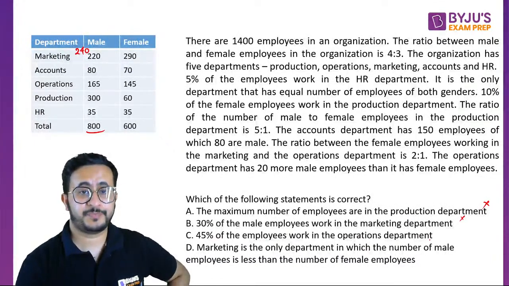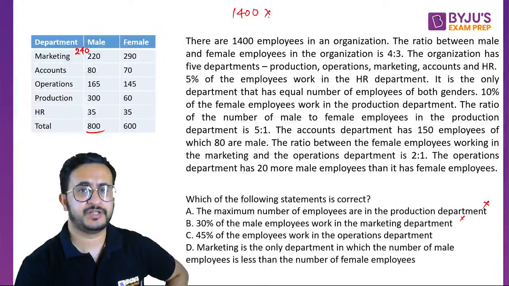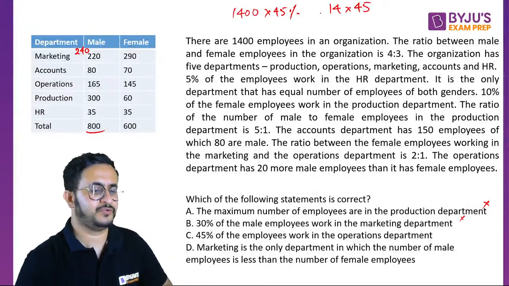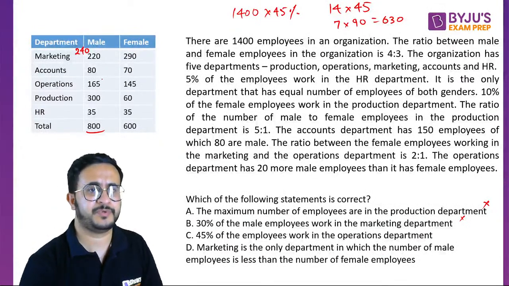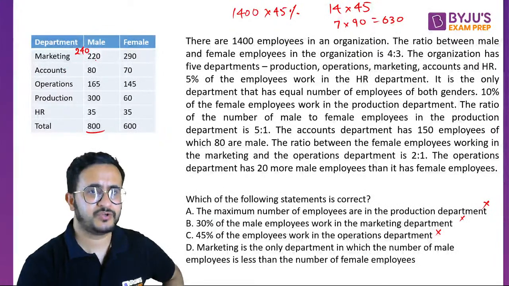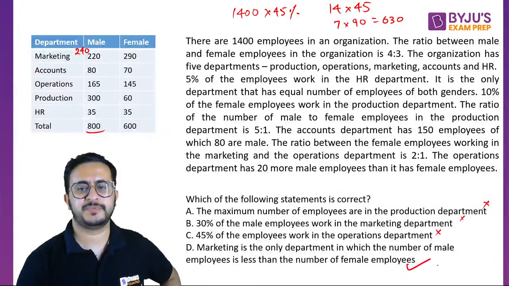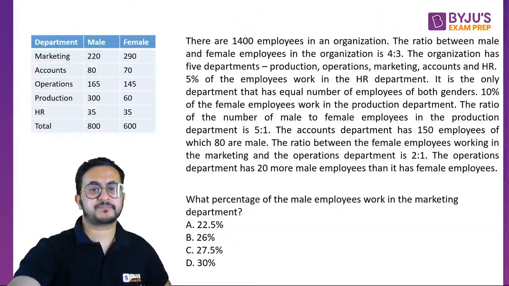45% of the employees work in the operations department. So total employees are 1400, right? 1400, 45% is, see, I'll tell you some hacks also. These kind of hacks you should know. 14 into 45, if you do not know how to multiply by 14, I can do it. 7 into 90, that is 630. So it says 630 employees in the operations department. Again, that is wrong. Marketing is the only department in which the number of male employees is less. So obviously it has to be correct. So three wrong statements, the fourth statement has to be correct. That is option D.